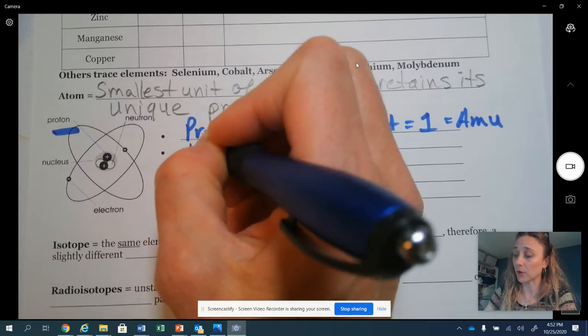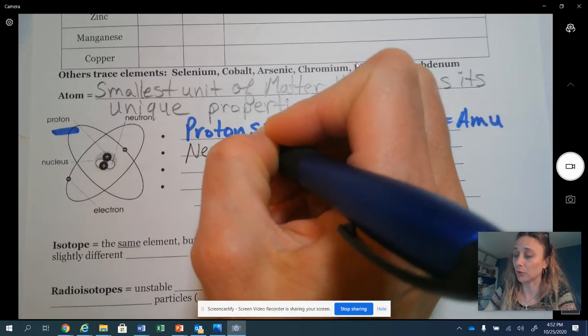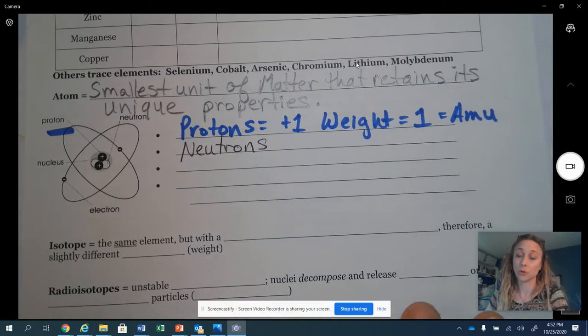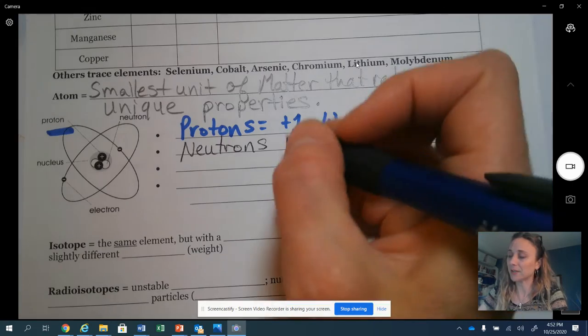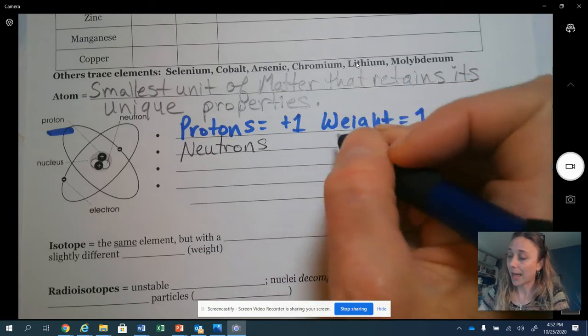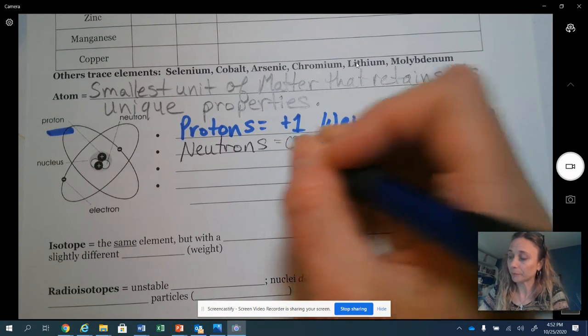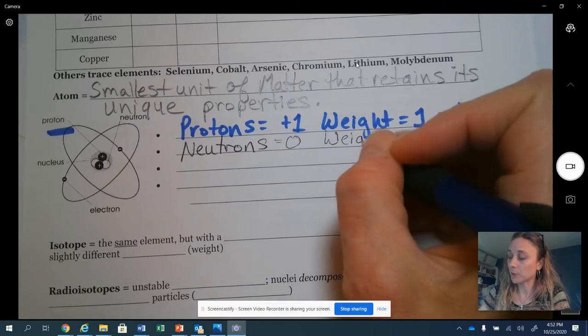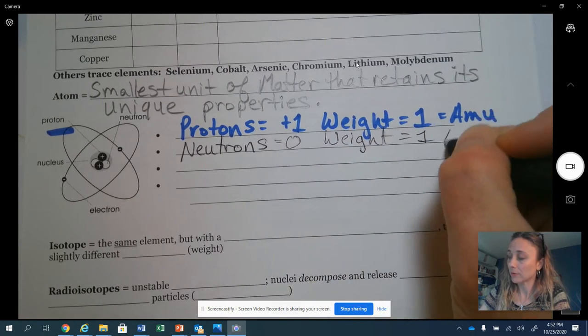Neutrons are kind of similar in weight, but they don't have any charge. They're neutral. Also in the nucleus, neutrons in the nucleus, that's cool. They kind of stabilize the protons in the nucleus. And its charge is 0. Its weight is 1 as well.